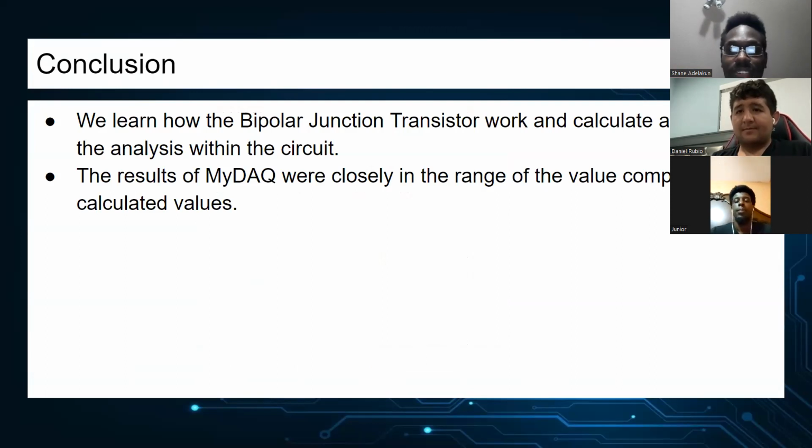And in conclusion, what we learned is how our bipolar junction transistor works, and we calculated according to the analysis we got from the circuit, and with the results from MyDAQ, which we only used once for this lab, we closely looked at the range and compared the values and calculated. That's for Lab 5. Thank you very much.